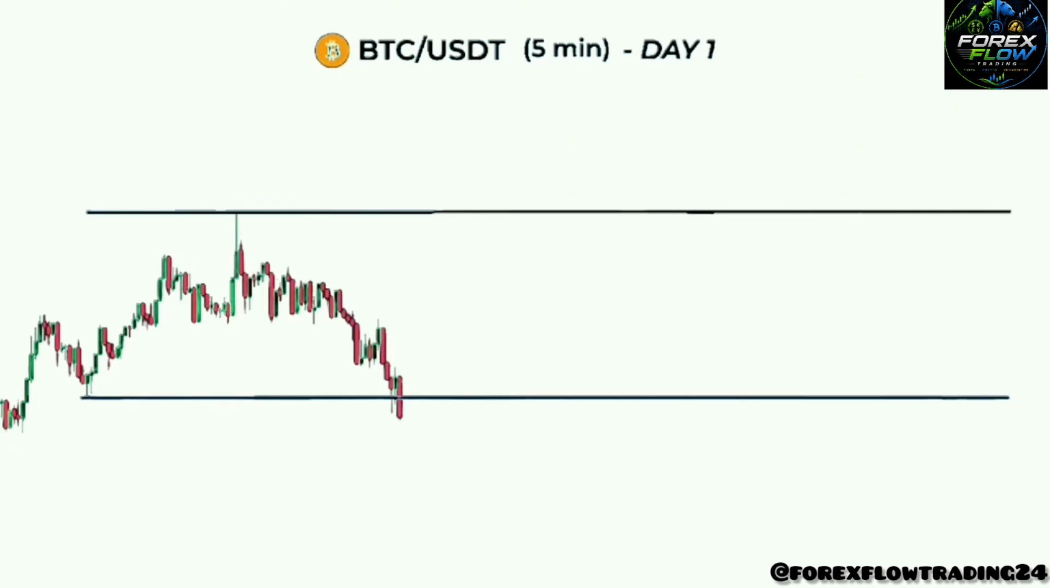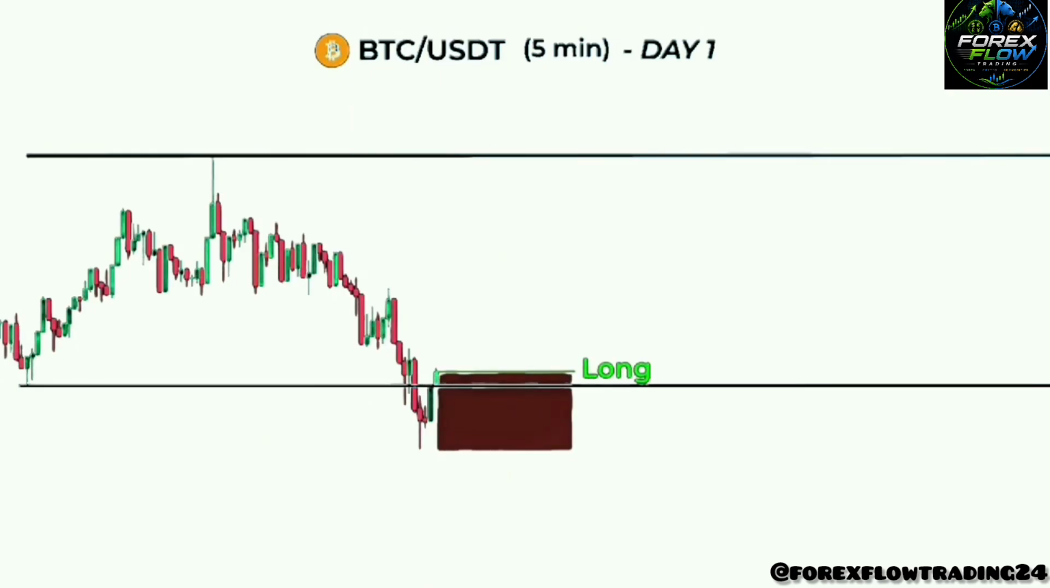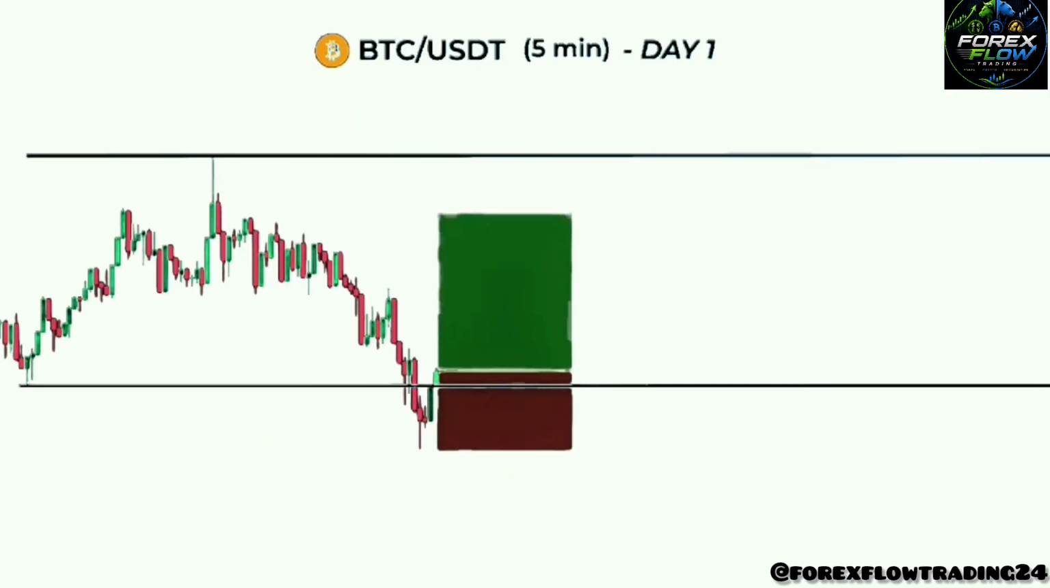Right here, we can see price broke out and closed below the range low. Then it quickly closed back above. That gave us a long entry. Stop loss goes at the low of the breakout, and take profit set at 2 times risk. And as you can see, price hits the profit target, giving us a 2R profit.